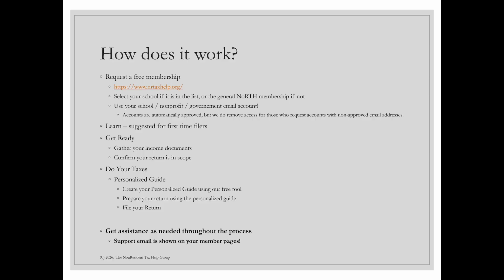So how does this work? How do you get this help? The easy thing is, request your membership. This is our website, go there. If your school is on our list, it's all alphabetical, so you might have to scroll down a little bit. But if your school's on the list, pick that one. If not, choose General North email membership. Make sure when you sign up, you use your school, nonprofit, or government email account. Things are automatically approved, but then we will go back and cancel you if you use a Gmail or Hotmail or iCloud or anything like that.